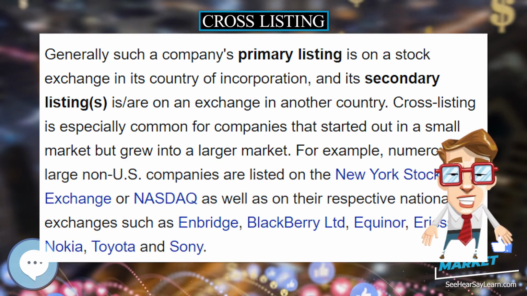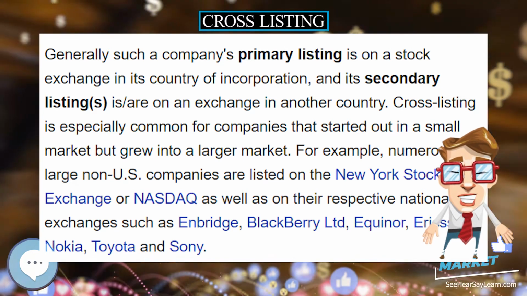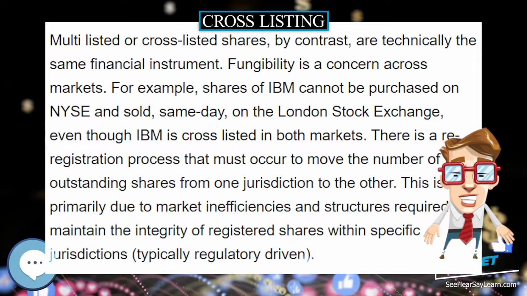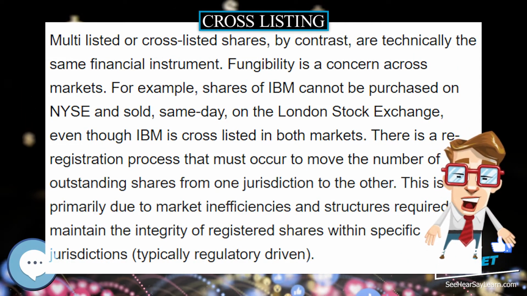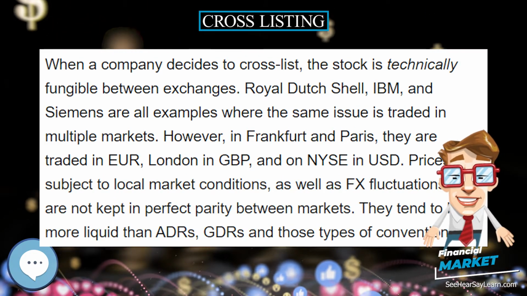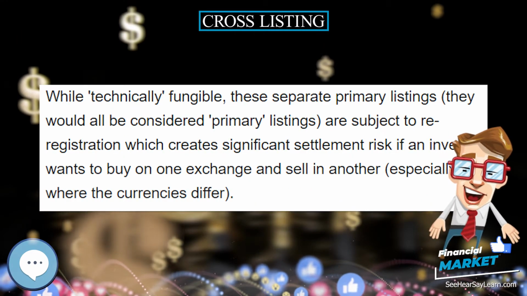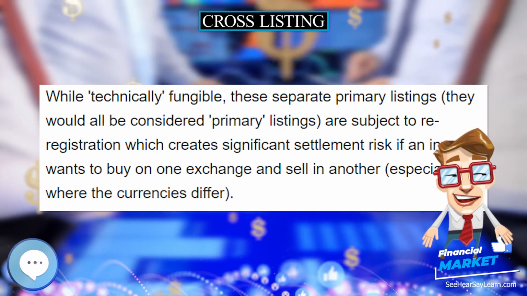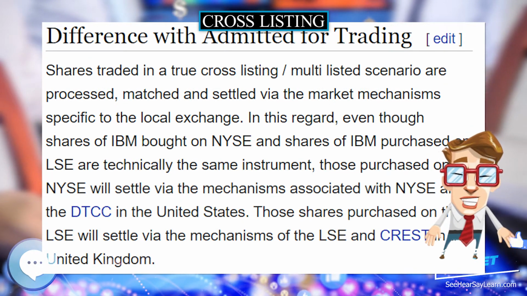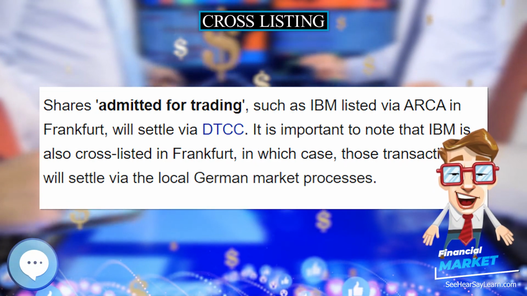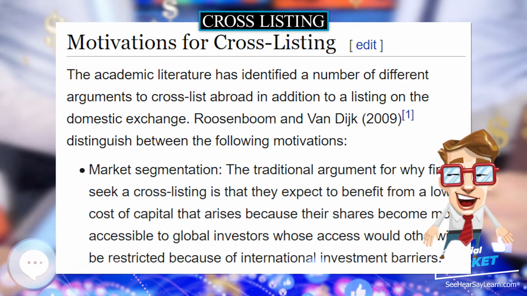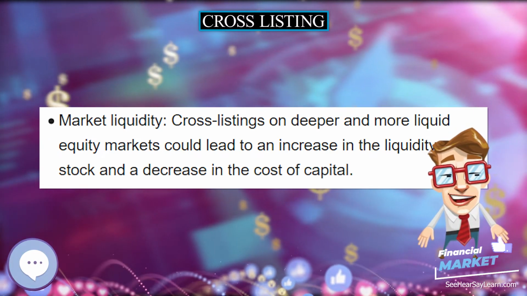Shares traded in a true cross-listing, multi-listed scenario are processed, matched and settled via the market mechanisms specific to the local exchange. In this regard, even though shares of IBM bought on NYSE and shares of IBM purchased on LSE are technically the same instrument, those purchased on NYSE will settle via the mechanisms associated with NYSE and the DTCC in the United States. Those shares purchased on the LSE will settle via the mechanisms of the LSE and CREST in the United Kingdom. Shares admitted for trading, such as IBM listed via Xetra in Frankfurt, will settle via DTCC.